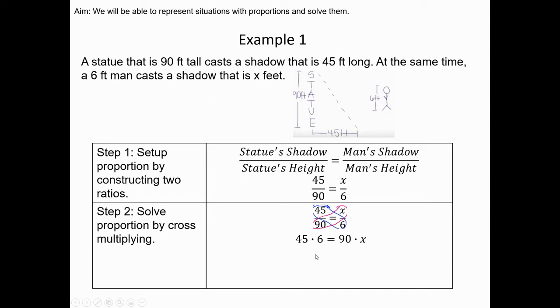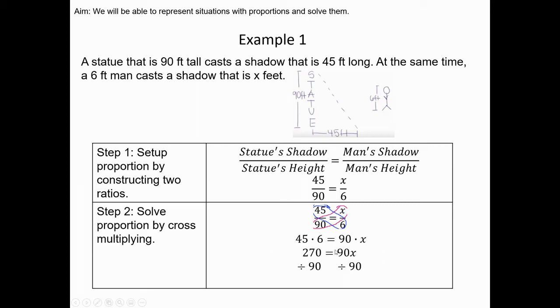Now that we have this, guys, we can simplify this. 45 times 6 is 270, and that's equal to 90x. We're really close to finding out that man's shadow, so I'm going to divide both of these by 90 because we have 90 times x, not by 270, right? 270 is on the side by itself. We want to get x by itself. So divide both sides by 90.